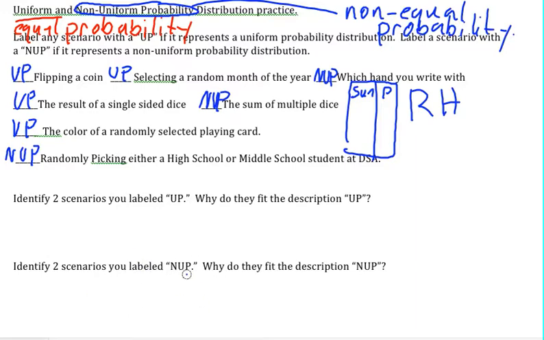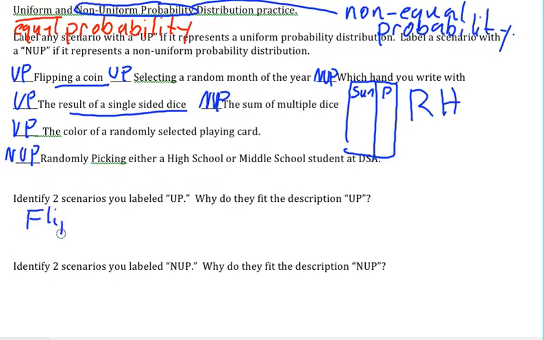Identify 2 scenarios you labeled uniform probability. Why do they fit this description? Let's do an easy one. We'll do flipping a coin. And then we'll also do, well, let's do results of a single six-sided die. Okay.